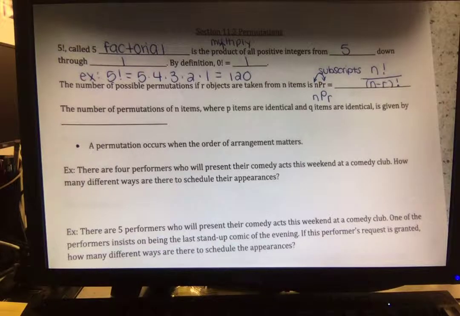So if I have 3 objects taken from 10 objects, if I'm taking out 3 stress balls out of my total 10 that are supposed to be in here, that's what a permutation is. Something like that. We're going to talk about more in a second.